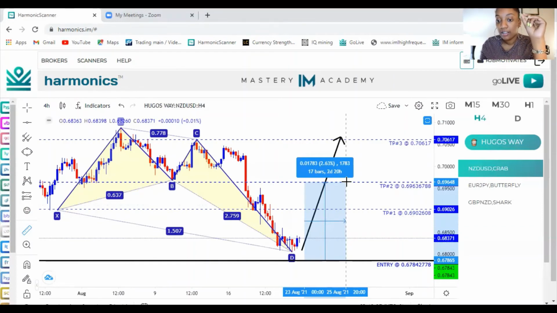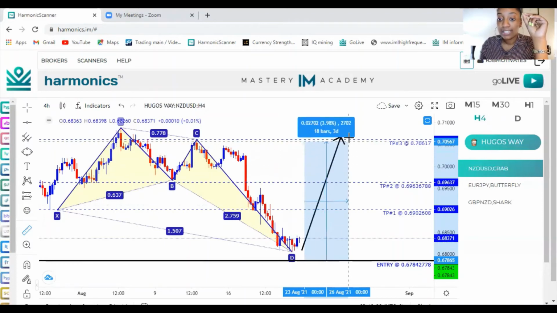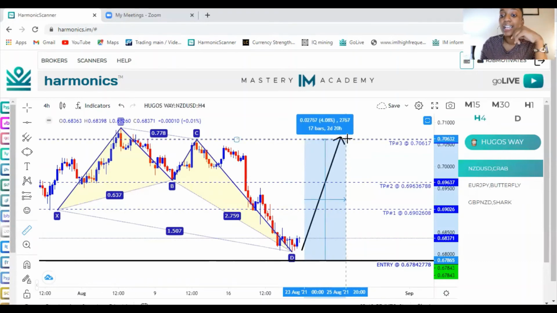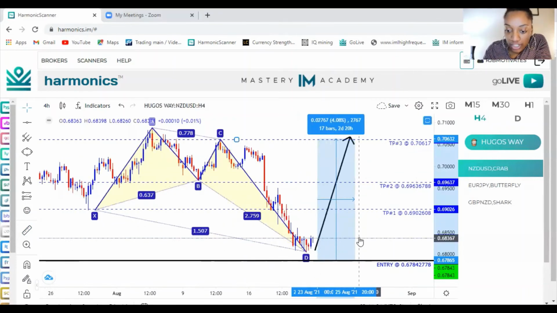$1,700. Or if you allow price to continue up from the entry point to hit TP3, which is about 270 pips, you would be up $2,700 or so. So you would be making a good chunk of change on this trade signal. And that is the trade we want to watch out for once the market opens.